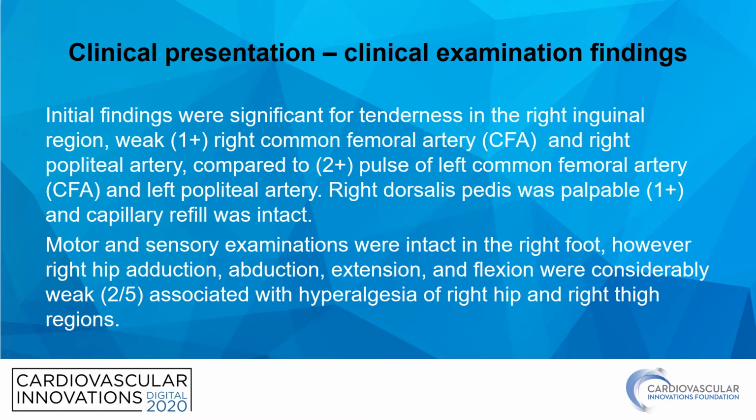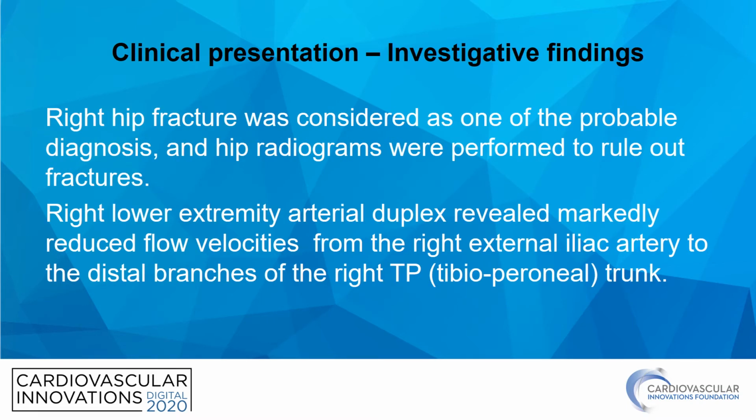However, right hip muscles were considerably weaker, 2 out of 5, associated with hyperalgesia of right hip and right thigh regions. Right hip fracture was ruled out with hip radiograms. Right lower extremity arterial Doppler revealed markedly reduced flow velocities from right external iliac artery to the distal branches of right tibioperoneal trunk.